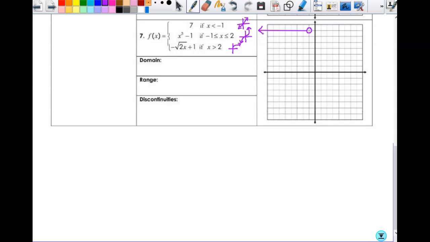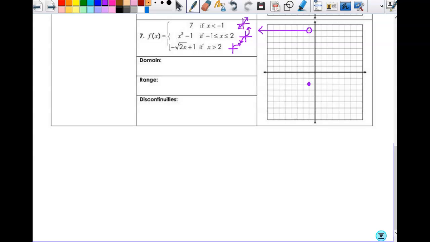All right. Then I have 3 pieces here. So that middle piece has 2 ends, so I got to do both of them. Take the -1, substitute it in. -1 cubed is -1, -1 is -2. So -1, -2, and that's a closed circle.